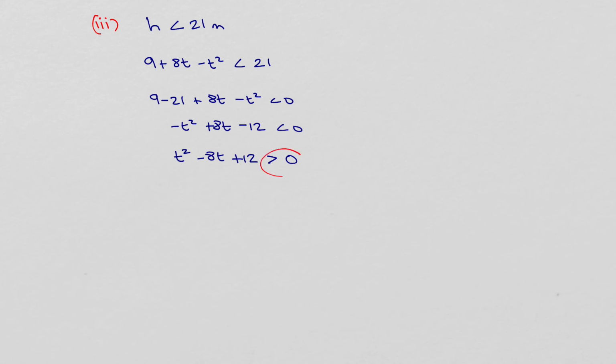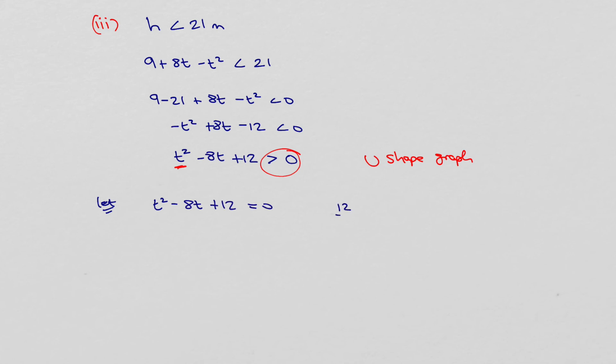So therefore now we see that it is greater than 0. So we're looking for above the x-axis. It's a positive t squared, so therefore it's going to be a U-shaped graph. So we need to know, well, where does the graph cut the x-axis? So we're going to just let this inequality equal 0 just so I can find those roots. In other words, where it cuts the x-axis.